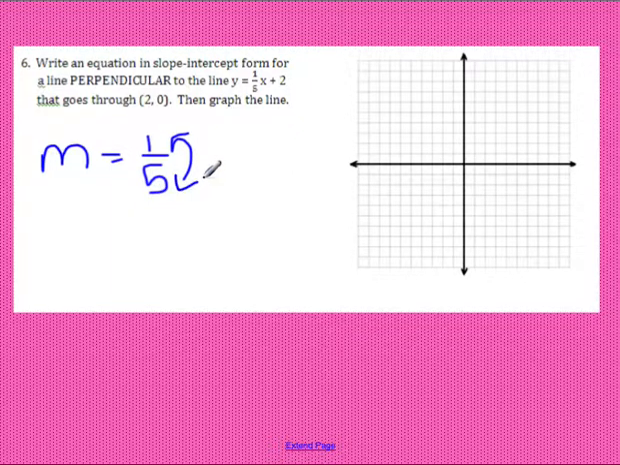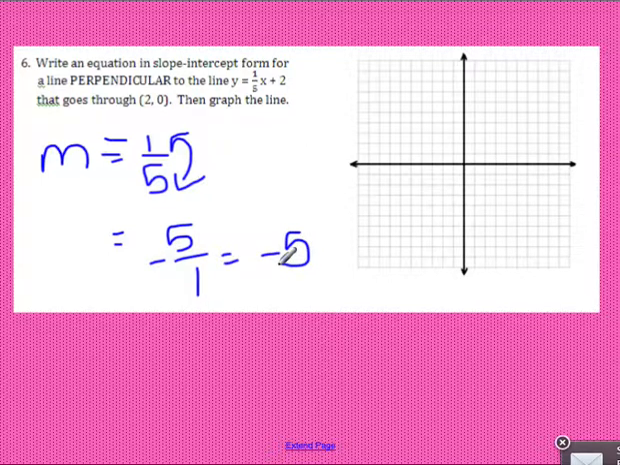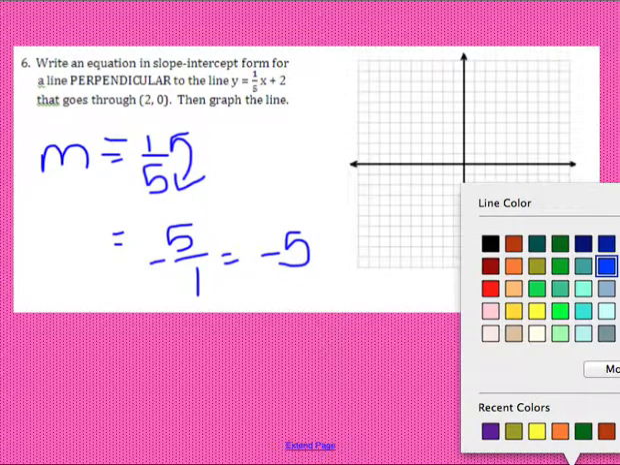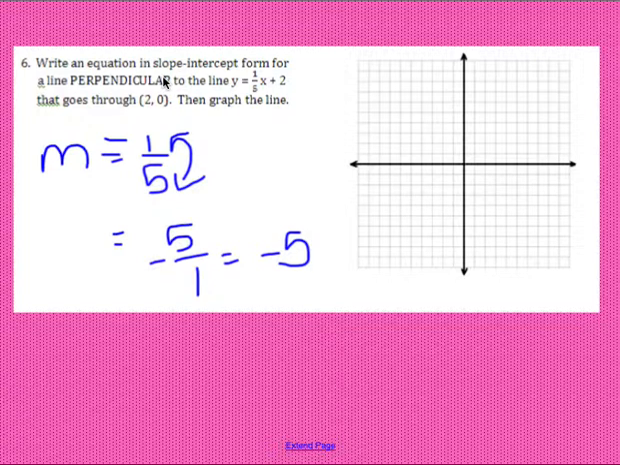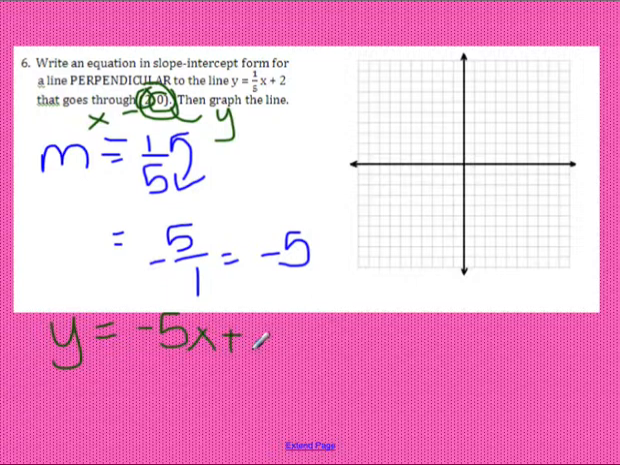So the first thing I want to do is flip the fraction and make it negative. So then that's going to be 5 over 1, and then I make it negative, which is really the same as a negative 5. So I know the slope of my line then is going to be a negative 5. So what I need to do next is calculate out that y-intercept. Well, they give me a point up here. So the 2 I can use for my x-coordinate, and the 0 I can use for my y-coordinate. So right now I have y is equal to negative 5x plus b.